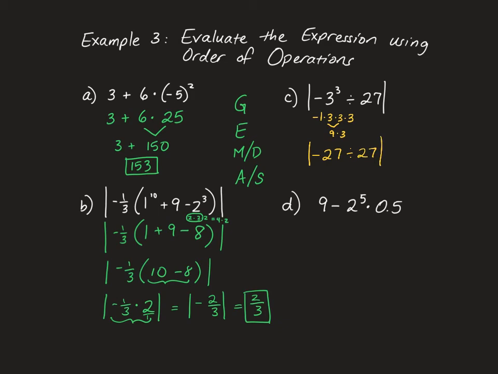27 divided by 27 is 1. So this turns into absolute value of negative 1. The absolute value of negative 1 is positive 1. So my answer is positive 1.